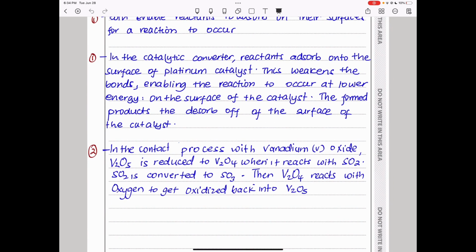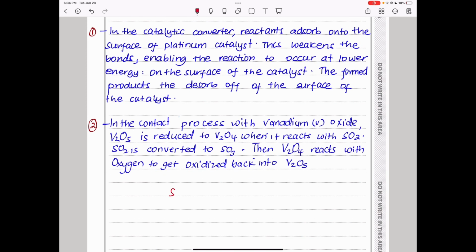However, in the contact process, we have vanadium 5 oxide as a catalyst, and a reaction occurs like this. We have sulfur dioxide that is going to react with vanadium 5 oxide, producing vanadium 4 oxide, and then sulfur trioxide. And then the produced vanadium 4 oxide is going to react with oxygen, producing vanadium 5 oxide. So that is going to be it. However, this catalyst is going to be reduced in the process so that one of the products can be formed. And later on, this is going to be oxidized back to its original form.